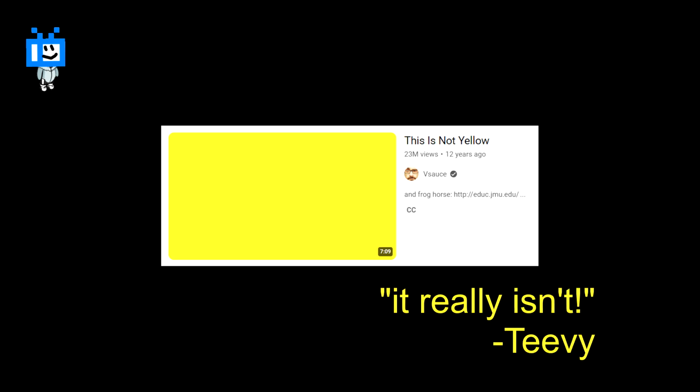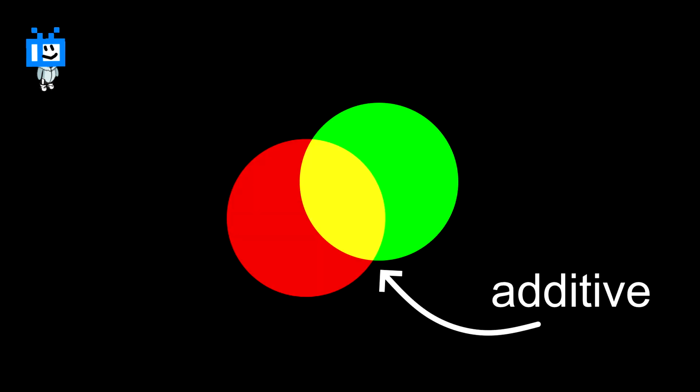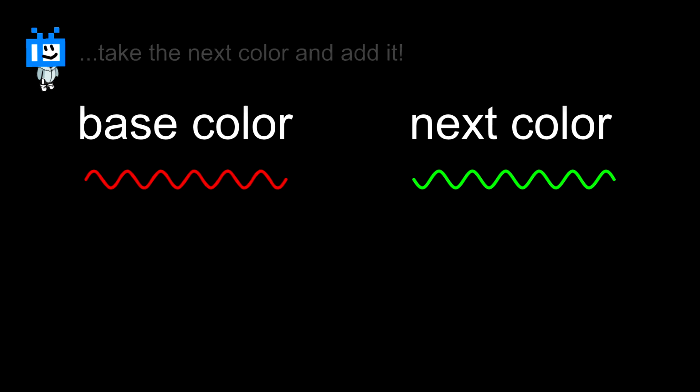You may have seen this video by Vsauce, which is neat and true. It's not yellow. It's just a pixel on your screen that can show red, green and blue. The computer lights up the red and green parts of the pixel, which to your eye does the same thing as yellow light. And this kind of mixing is called additive because you start with a base color, take the next color and add it.